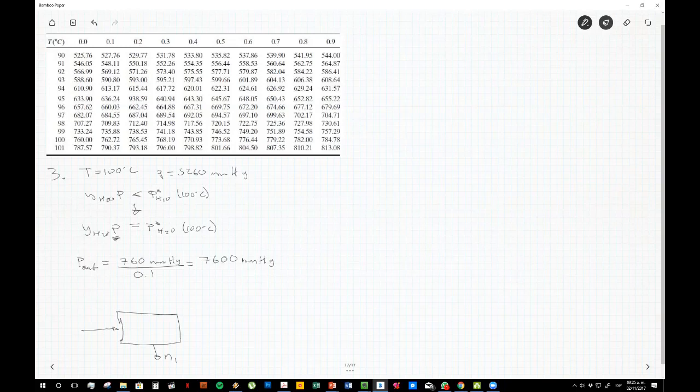Okay, so N1 is the moles of water, and here we have the outlet. Let's call it N2. Here we have Y, that is the moles of water, and we have 1 minus Y, that is the dry air. And we have the temperature at 100 degrees and the pressure at 8,500 millimeters of mercury, right? That's the data that we have. And here we have, let's say, 100 moles, 0.1 water, 0.9 bone dry air.